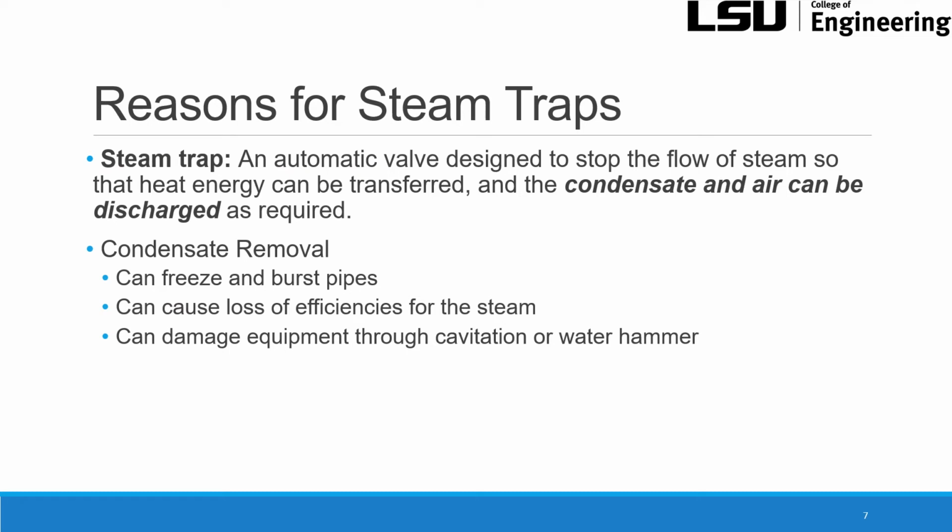So the first reason for the steam traps was to remove the liquid condensate. If the liquid is allowed to build up, it can freeze, and as we know, that can burst the pipes. The liquid can also impede the heat transfer of the steam, and it just takes up space that the steam could be taking up. Both of these factors lower the efficiencies of the steam heat transfer. It can also damage equipment, like I talked about previously. It can cause cavitation if the liquid gets through the pipe. However, it can also cause something called water hammer, which I'll talk about more on the next slide.